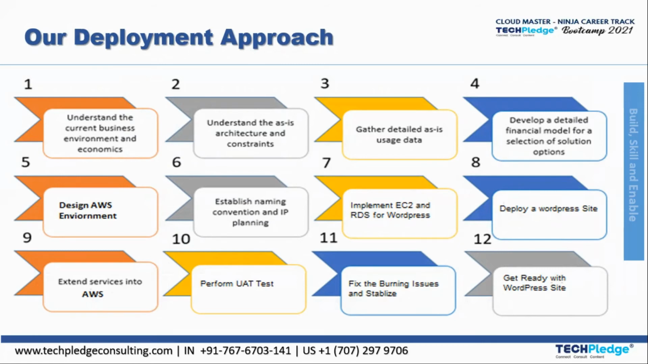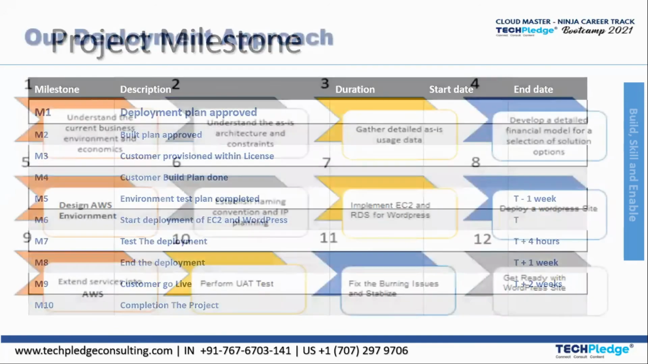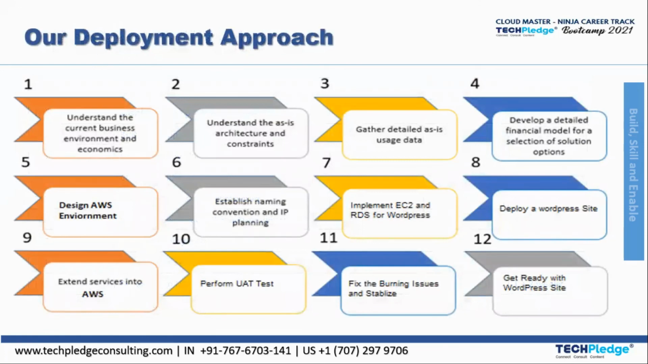After this, the results are analyzed, and then comes fixing the burning issues and stabilization. So all the bugs, we do troubleshooting, we can say we do debugging for this. So stabilization comes into the picture after performing UAT. So next is getting ready with the WordPress site.